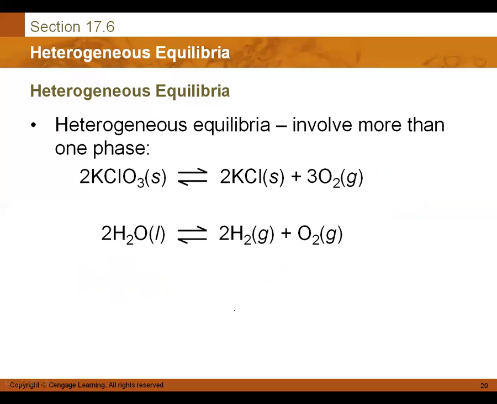There's also what is known as heterogeneous equilibrium. That's a case where we have things that are not all in the same state, so we have different states. This ties into what I was talking about earlier with our equilibrium expression. If you come across anything that's a solid or a liquid, they really don't participate very much in equilibrium, so they're not included in the K expression.